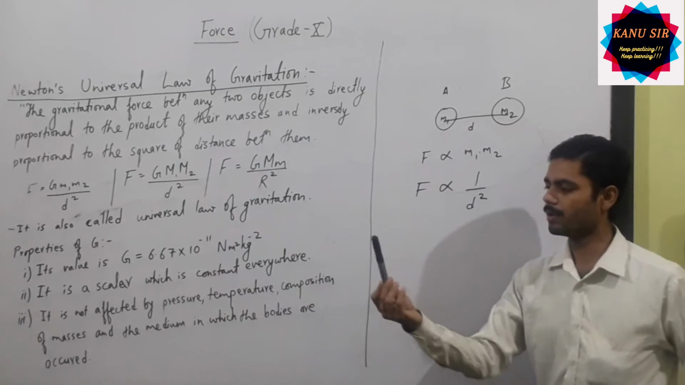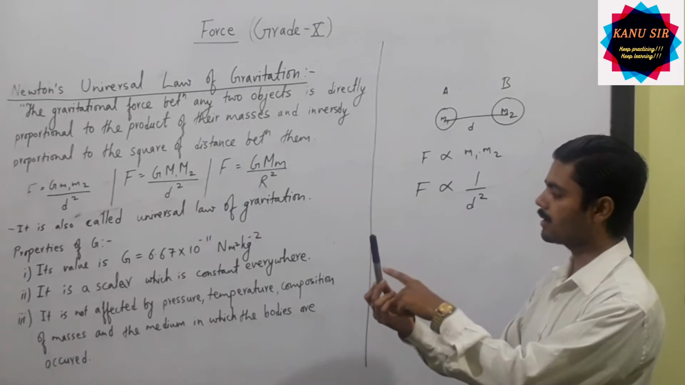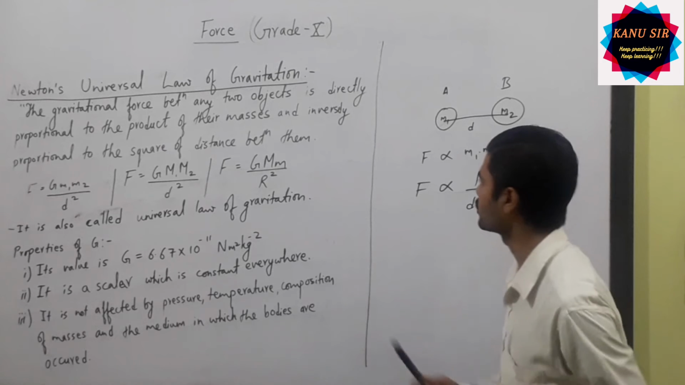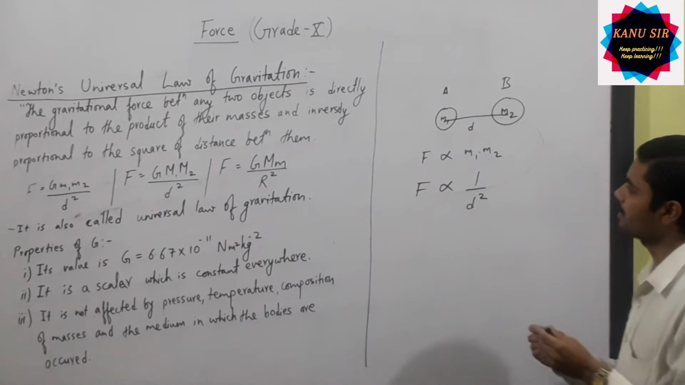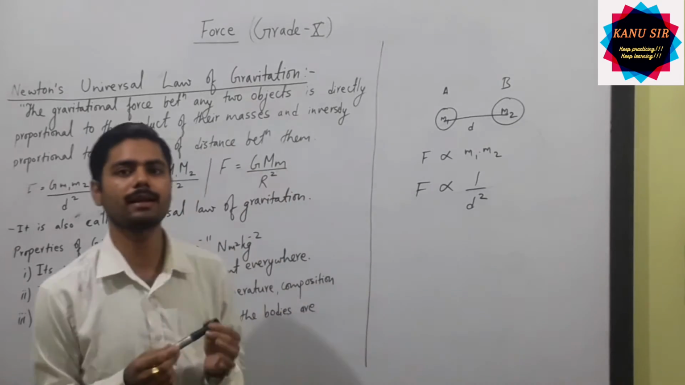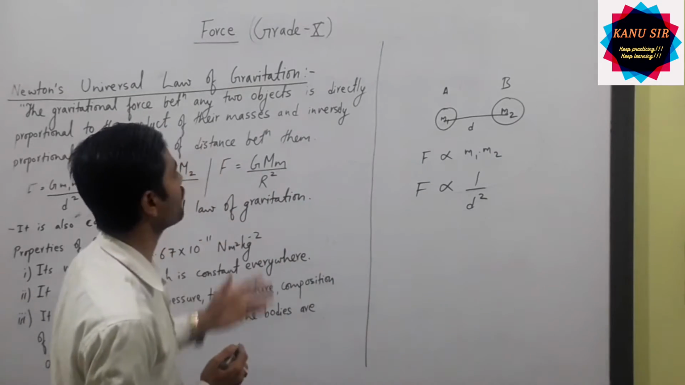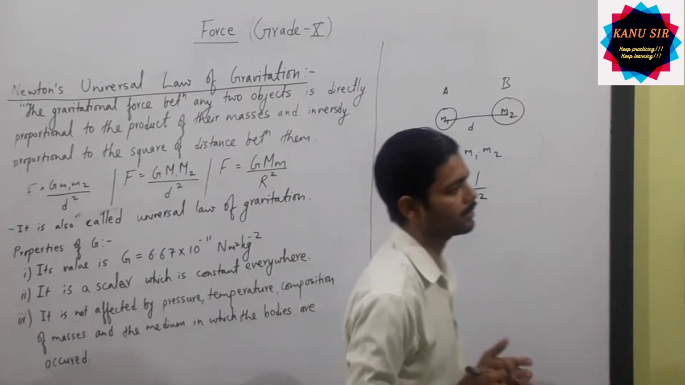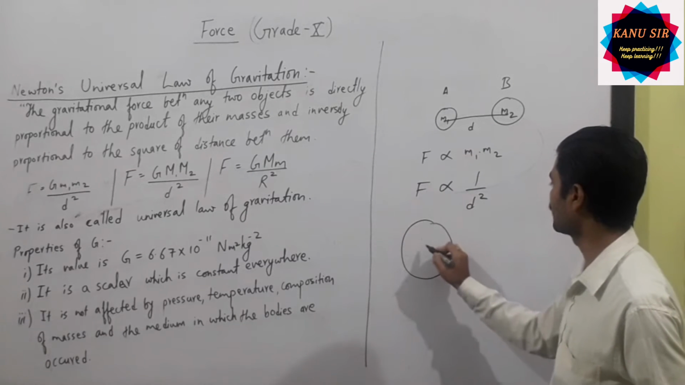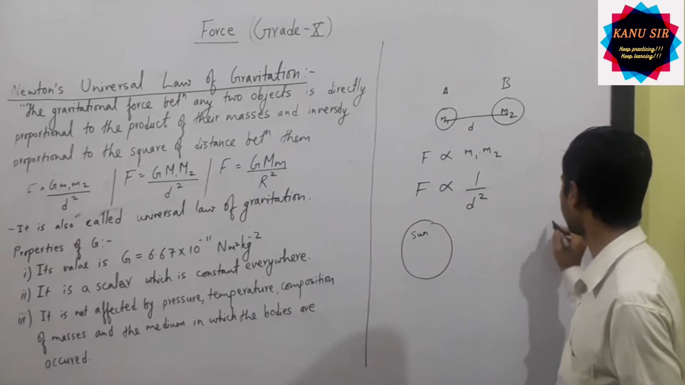You can take the example of this marker and me. This marker is attracting me towards its center, and I am also attracting this marker towards my center. The problem is that this marker is very small and its mass is very less. So mostly in examinations and in this chapter, we take the example of heavenly objects like the sun and the earth.